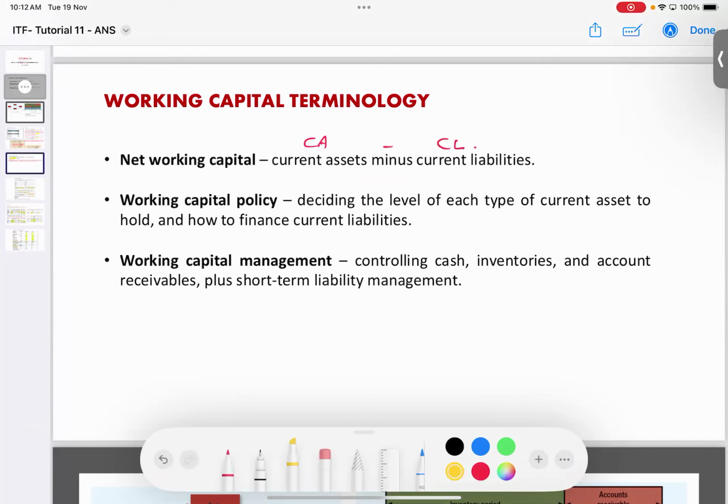When we talk about working capital, we are referring to current assets minus current liabilities. That means how much current assets the business has to finance the current liabilities. So working capital management refers to the control of the liquid assets like cash, inventory, and accounts receivable, like the customers that purchase goods and services on credit, owing us money, and also looking into the short-term liabilities that the business will have to pay. So we look into how much liquid assets we have to fund our short-term liabilities.